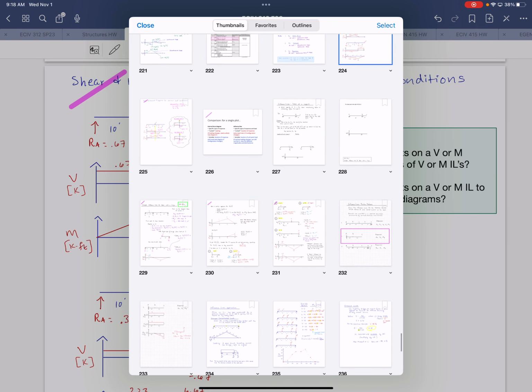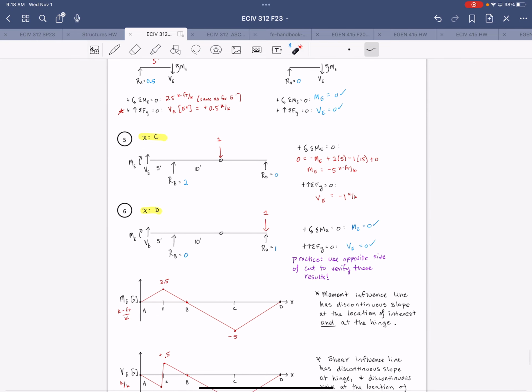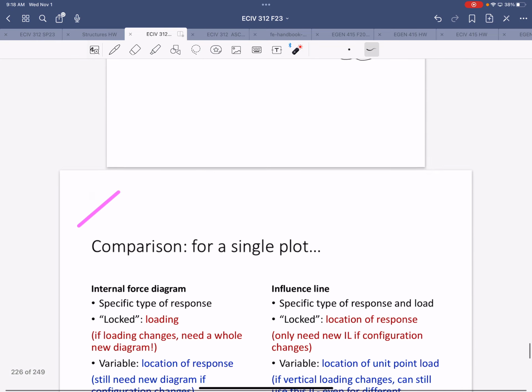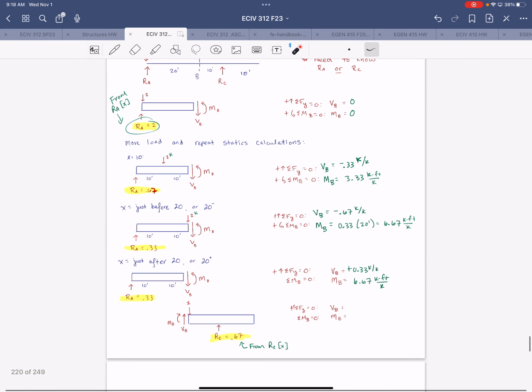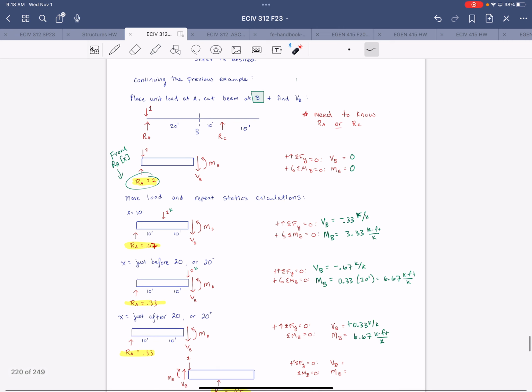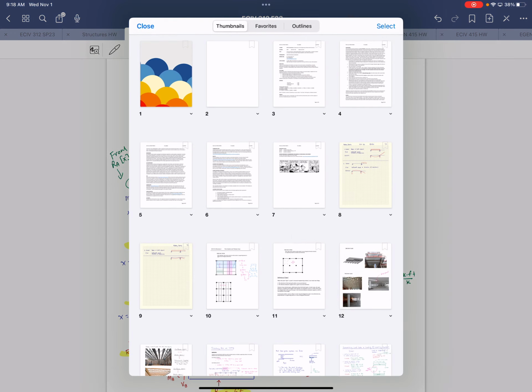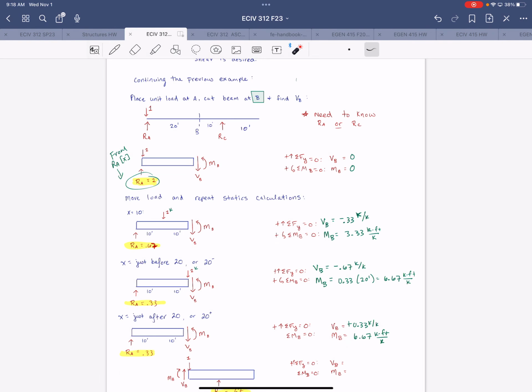So just going back a couple pages. No, that's the wrong direction. All right, so when that unit load was at 10 feet, we found the shear at B is negative 0.33 kips per kip using statics.